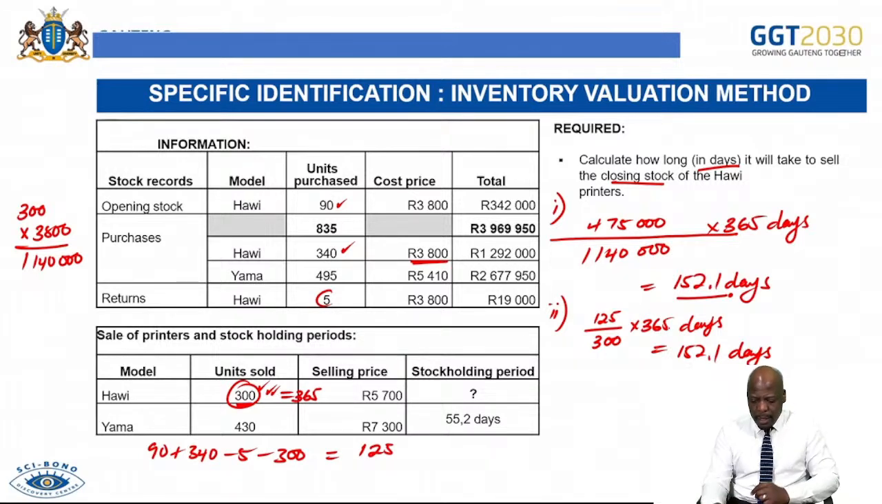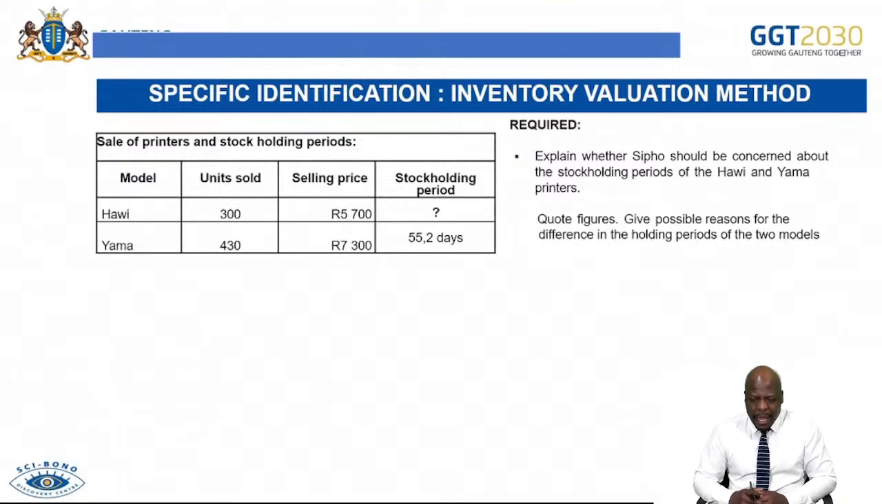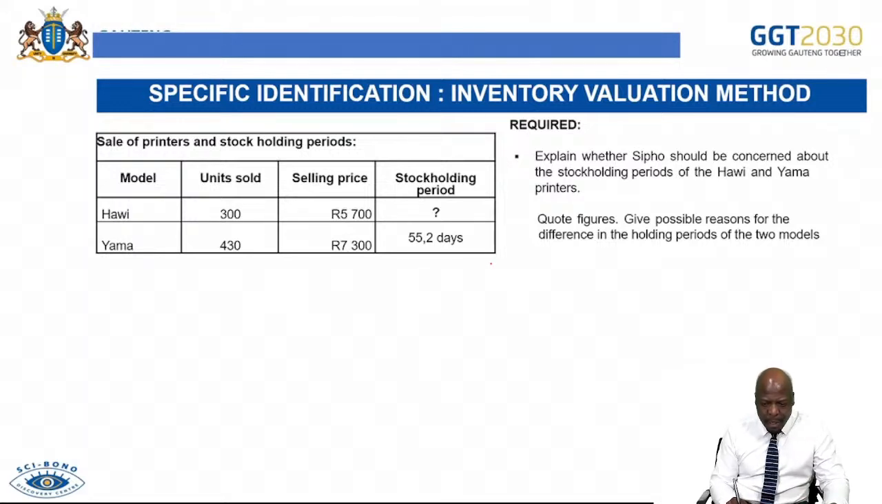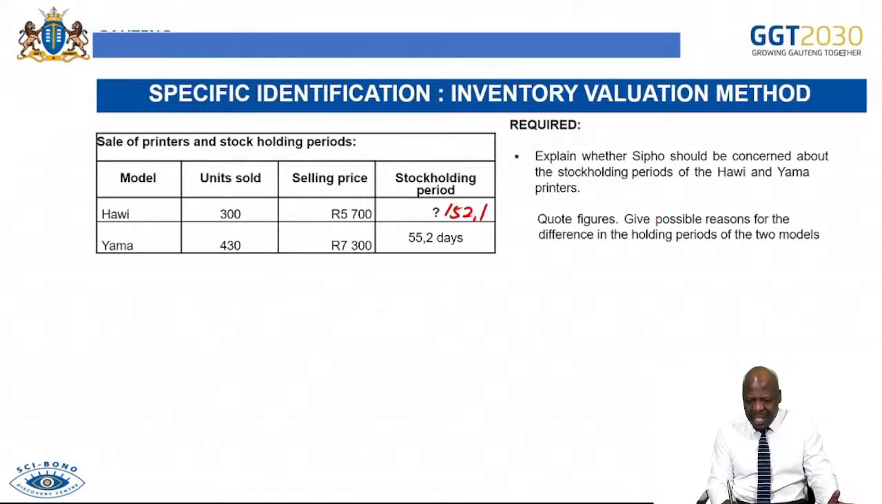All right. And then the question now is, explain whether SIPO should be concerned about the stock holding period of the Howie. Okay, so the Howie, remember how many days was it? 152.1 days. Should he be concerned about the stock holding period of the Howie and the Yama? The Yama is 55.2. Quote figures. Give possible reasons for the difference in holding periods for the two models. You can see this one, the stock holding period is 152.1, and for this one, it's 55.2 days.